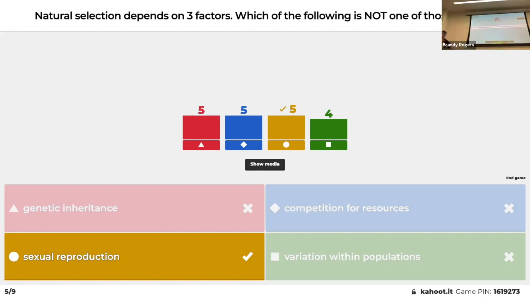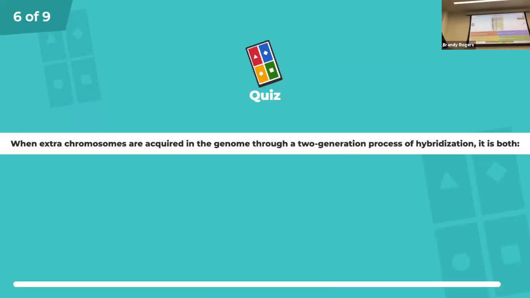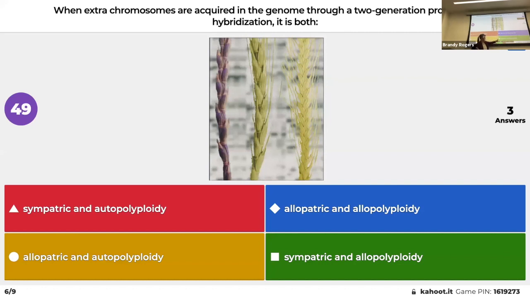All right. When extra chromosomes are acquired in the genome through a two-generation process of hybridization, it is both, this is a hard one, sympatric and autopolyploidy, or allopatric and autopolyploidy, or allopatric and allopolyploidy, or sympatric and allopolyploidy. I'm going to let you guys think. There's kind of a hint in the image. What is that a picture of? Do you guys know? Wheat.